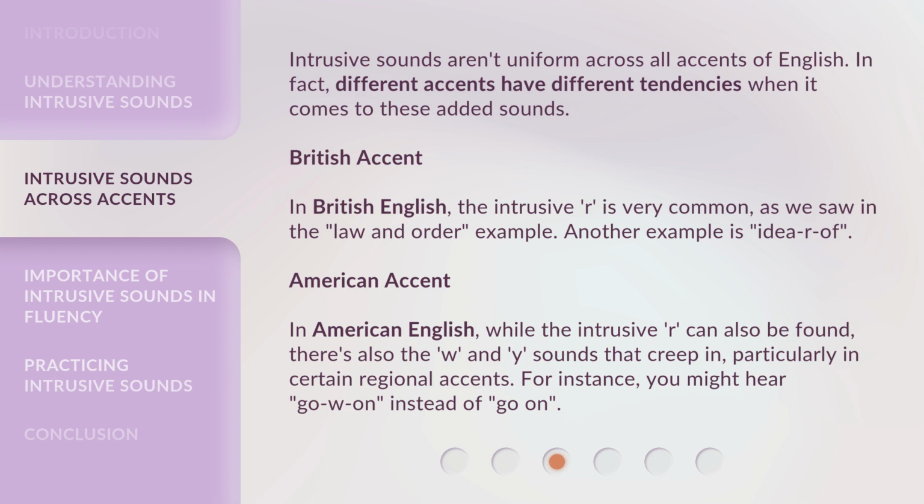American accent. In American English, while the intrusive R can also be found, there's also the W and Y sounds that creep in, particularly in certain regional accents. For instance, you might hear go W on instead of go on.